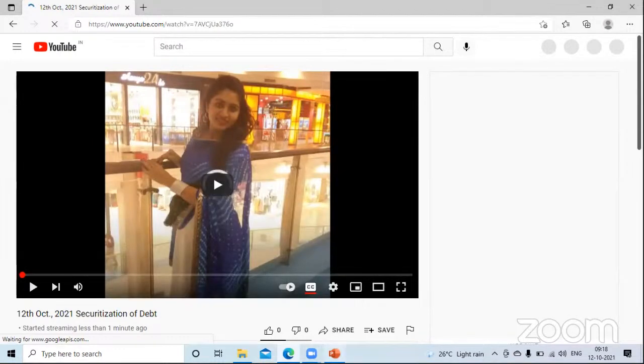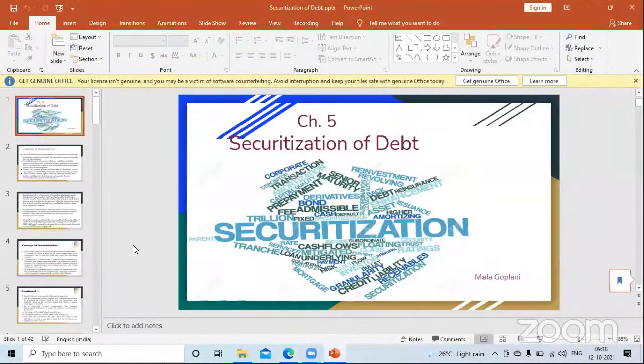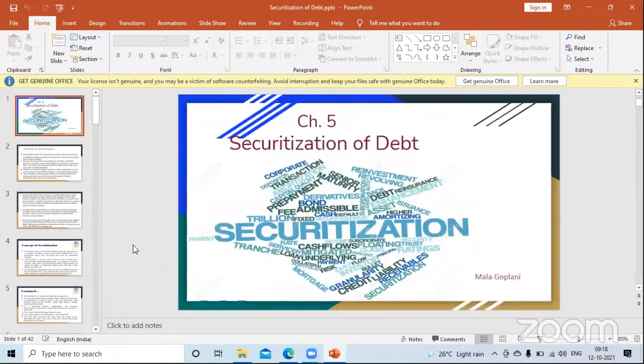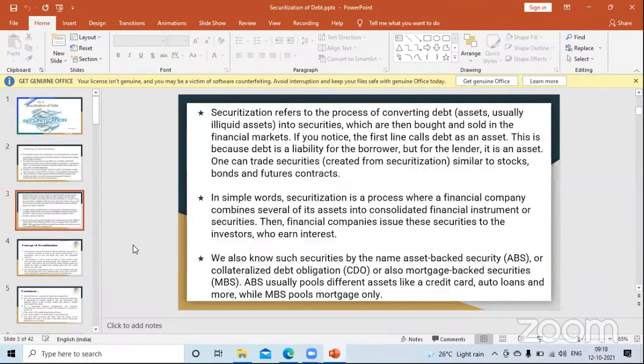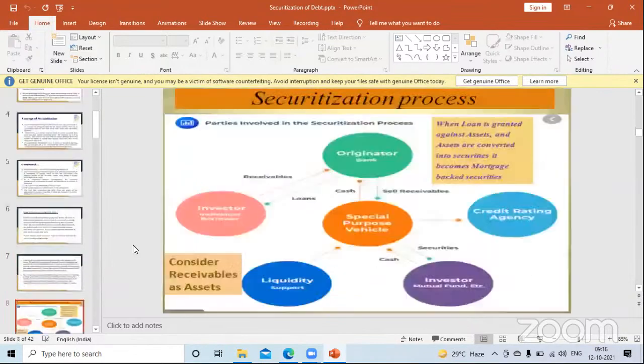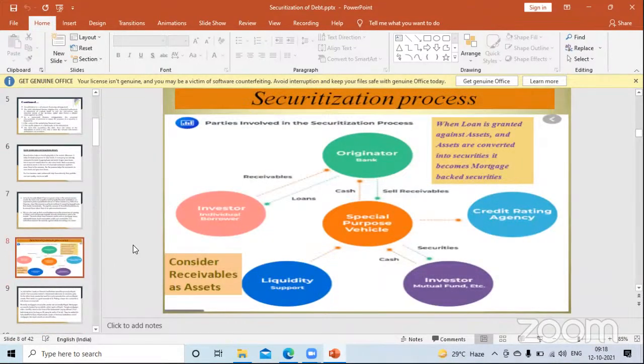Okay, let's begin now. So today we will try to at least complete this chapter. Yesterday we started with securitization. I believe now you have understood the concept of securitization and how it works. This was the process that I told you.